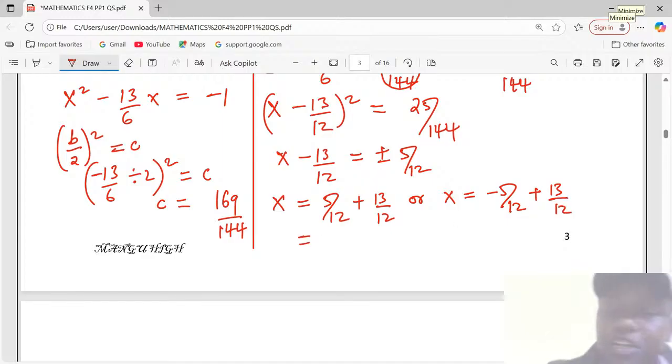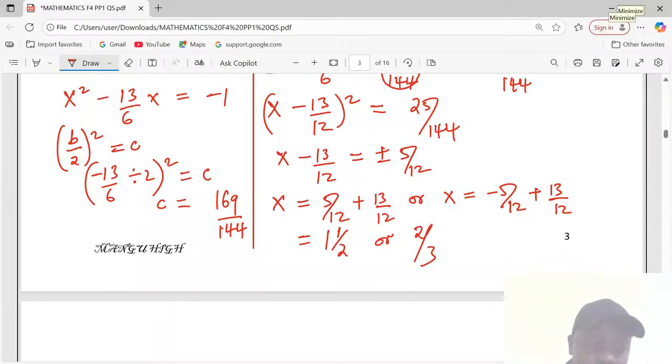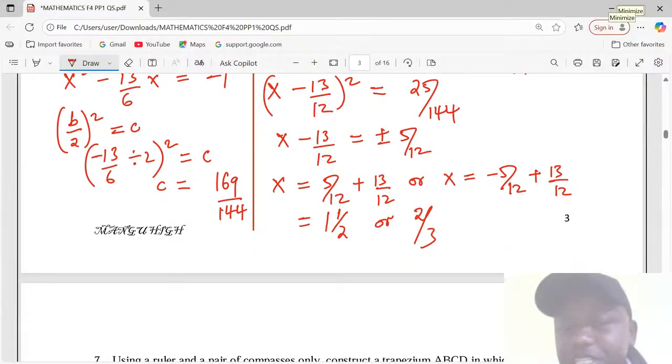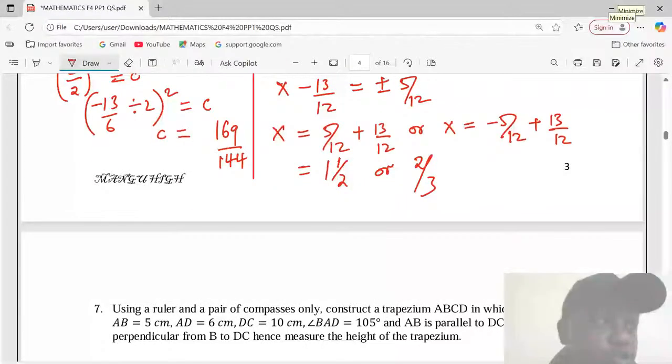So now, 5 over 12 plus 13 over 12, I'm getting 1.5, or negative 5 over 12 plus 13 over 12. This gives us 2 out of 3. So using the completing square method, those are the two possible values.